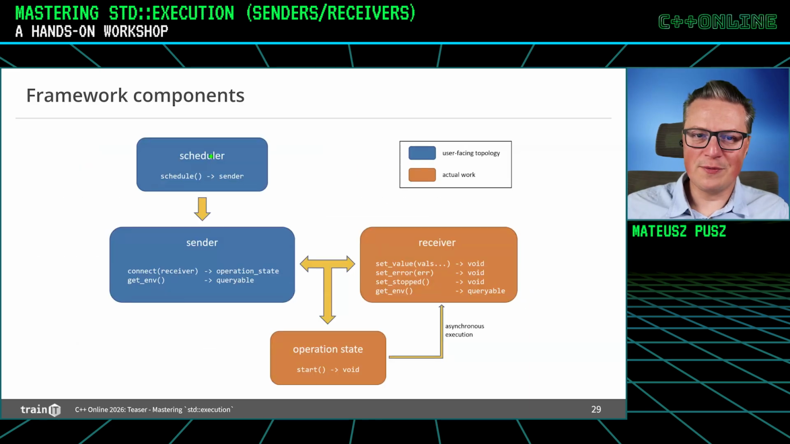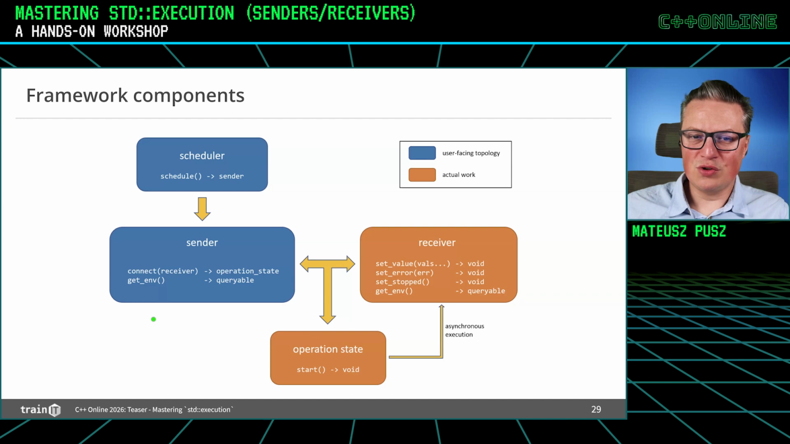This is how it looks. Scheduler has a schedule function that returns you a sender. That is typically an input for the pipeline. Sender will have a connect function that connects with a receiver, and when you connect the sender with receivers, you get the operation state. You can also query some environment, but we are not going to talk about this right now. And receiver has those three channels: for values, for errors, and for stop cancellation signals. If you connect sender and receiver, you will get an operation state. Operation state just has a function start that starts the asynchronous operation.